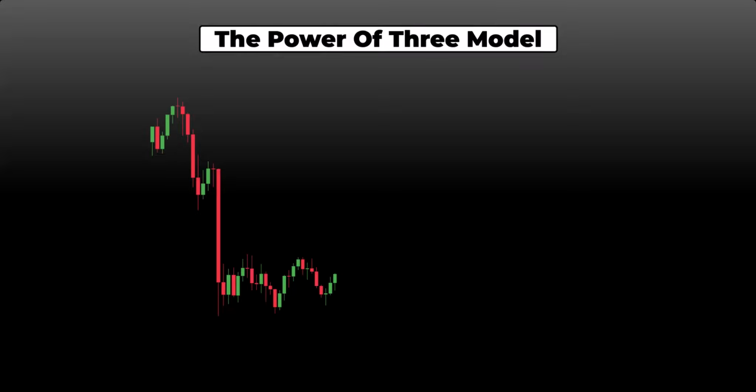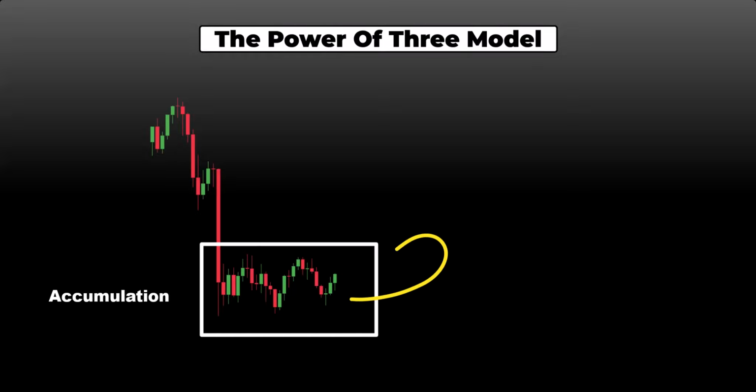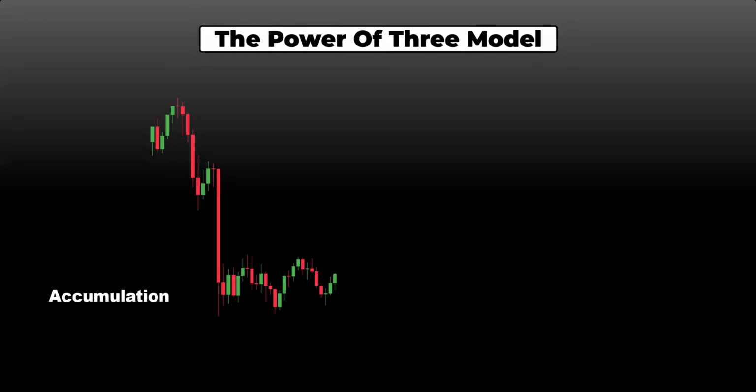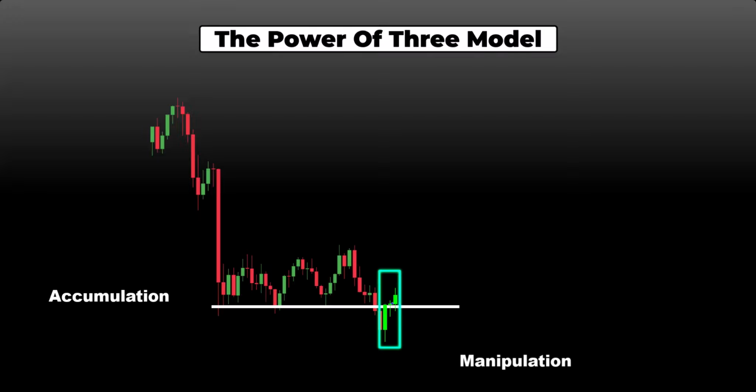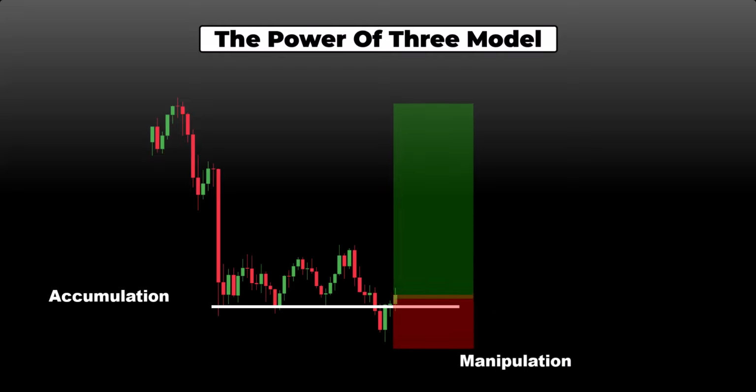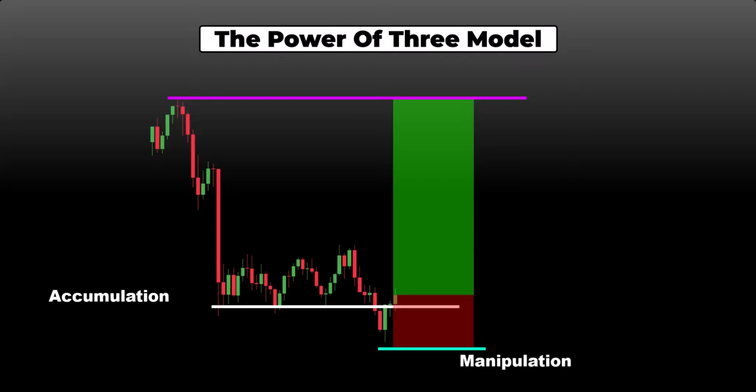Now, in downtrends, you look for accumulation after a sharp fall. The price ranges, then dips below support, triggering sell stops. If the next candle closes back inside the range, then your entry will be at the close of the next bullish candle that forms. And then you place your stop loss below the low and target the next resistance.